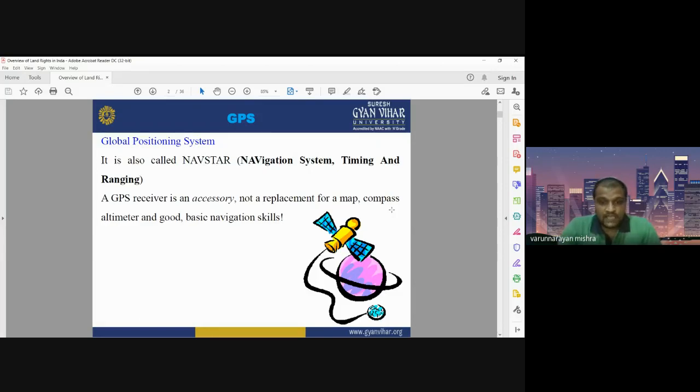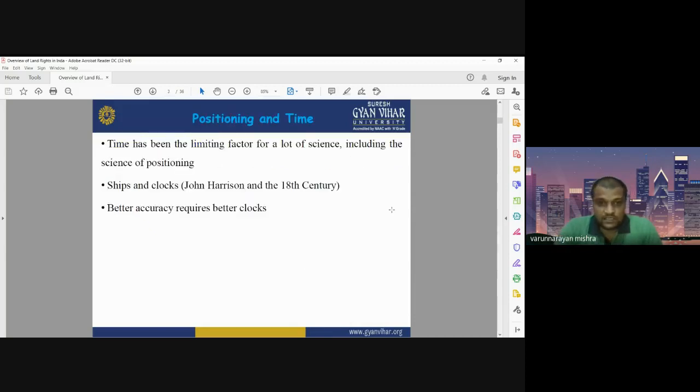A map has its own advantages, and GPS has other advantages. GPS is an instrument, a kind of accessory. So what does GPS do? GPS actually provides us the positioning and the time.